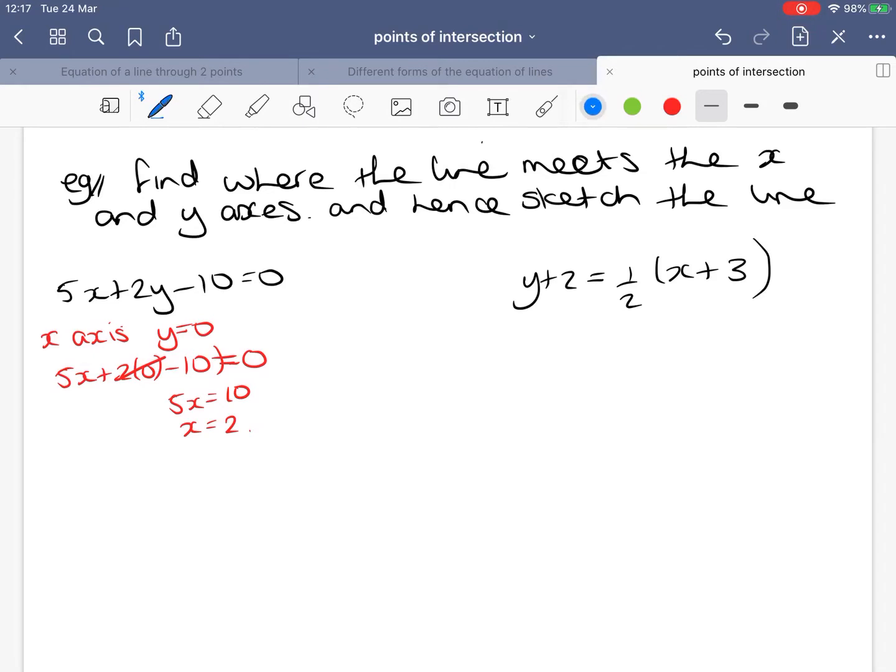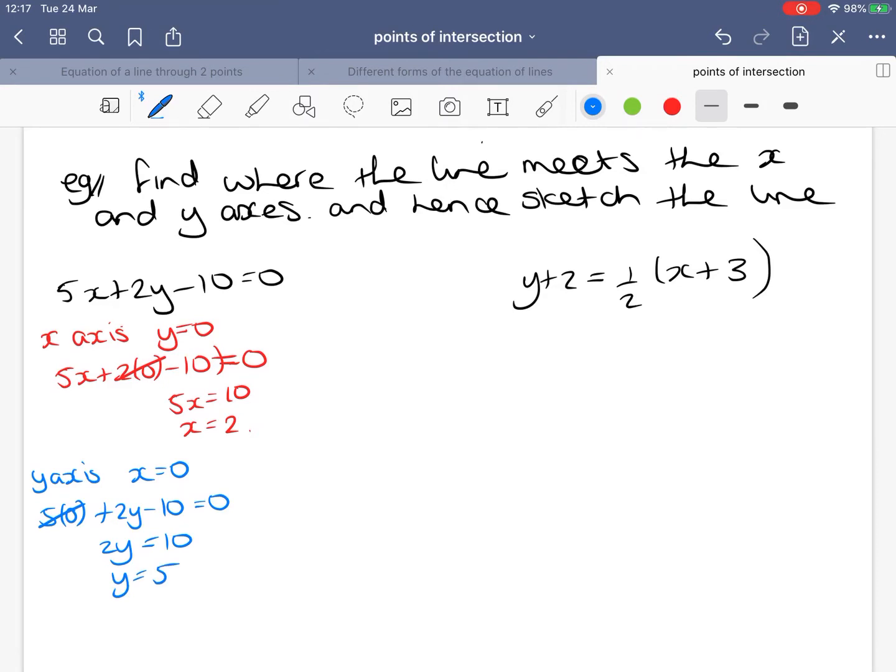Let's do the y-axis. So on the y-axis, where the line crosses the y-axis, x is 0. So I've got 5 lots of 0, 5 lots of x, plus 2y minus 10 is 0. 5 lots of 0 is 0, so 2y minus 10 is 0, so 2y equals 10, so y equals 5.